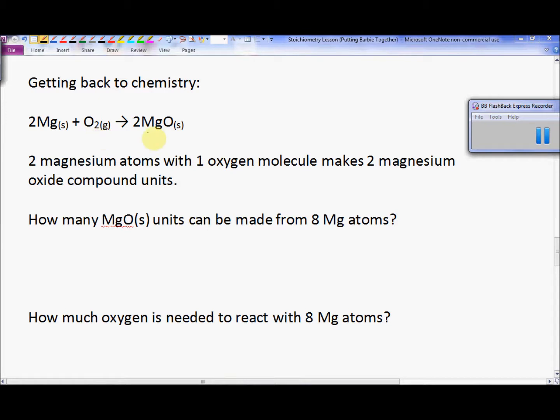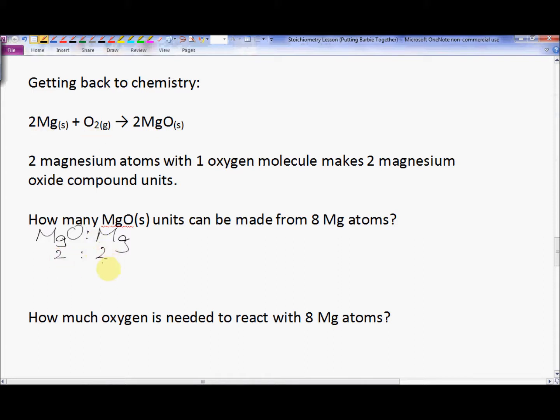Okay, so this looks like another opportunity for us to use the numbers in the equation to come up with ratios. For example, this question says, how many magnesium oxide units can be made from 8 magnesium atoms? Well, the ratio of magnesium oxide to magnesium atom in the equation, if we look at the coefficients in front of those compounds and atoms, is 2 to 2, or if we reduce it, 1 to 1.